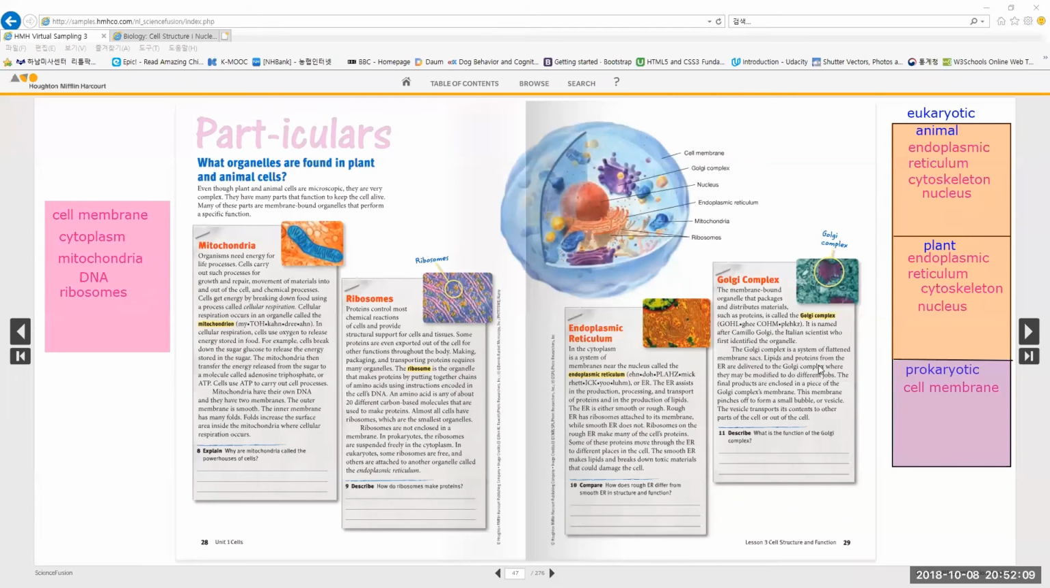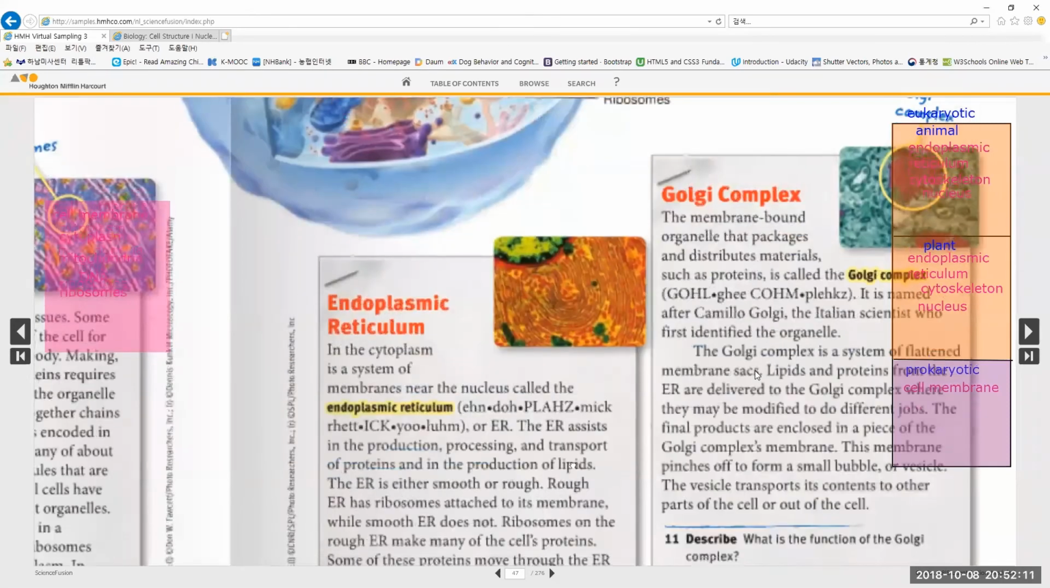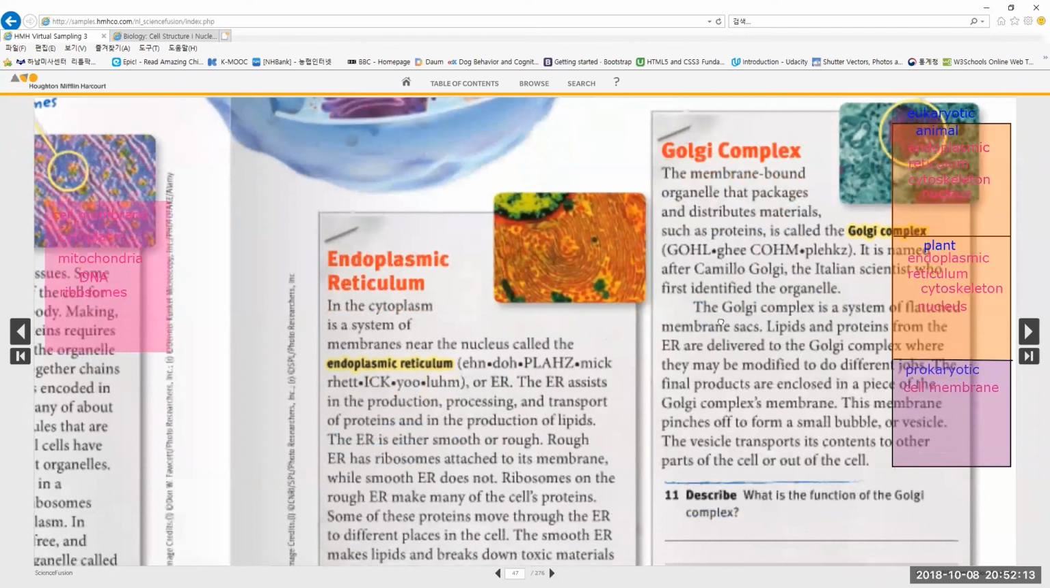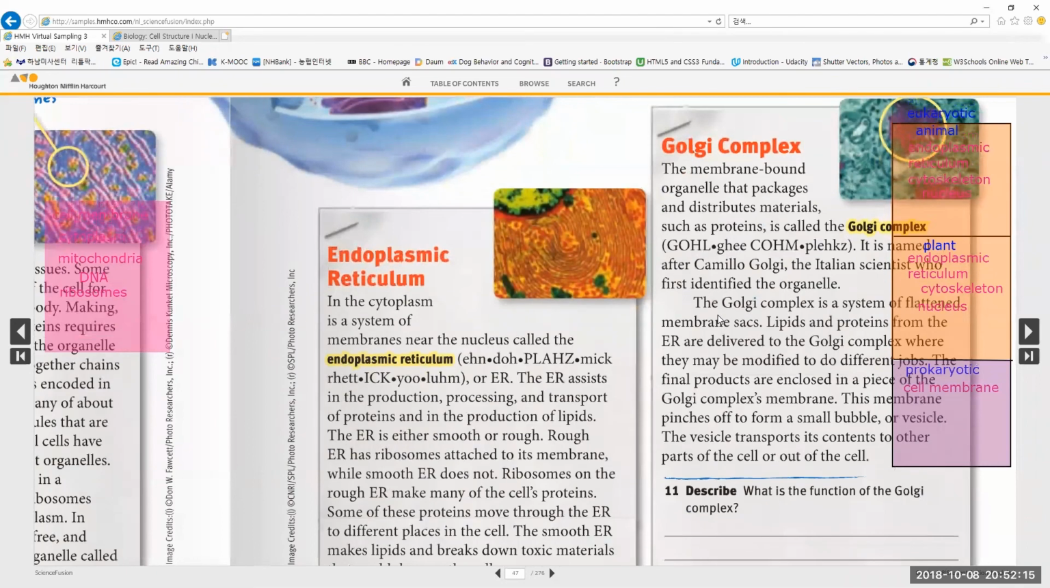And there's the Golgi complex. The membrane-bound organelle that packages and distributes materials, such as proteins, is called the Golgi complex. It is named after Camillo Golgi, the Italian scientist who first identified the organelle. The Golgi complex is a system of flattened membrane sacs.